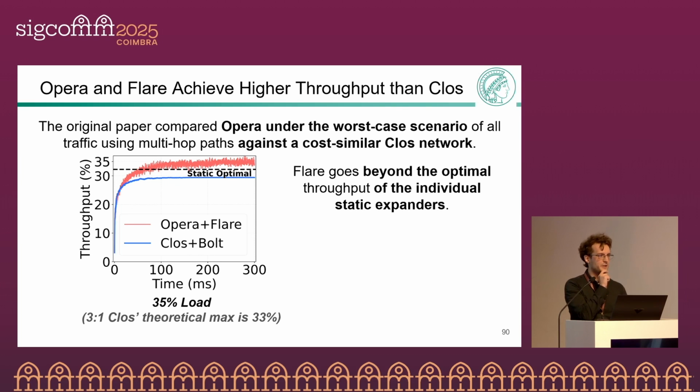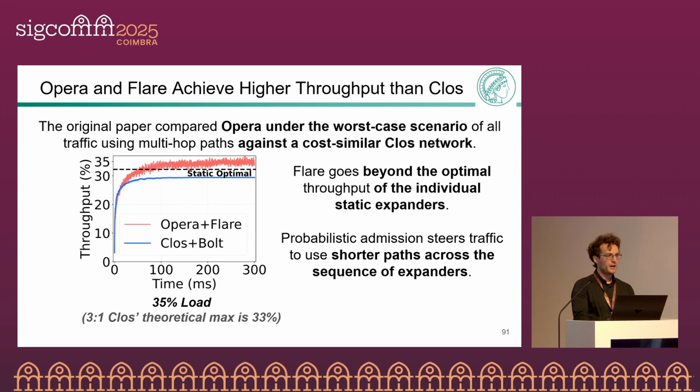The reason that Flare can go beyond this throughput is because our probabilistic admission, as the network saturates, will start admitting credit with fewer hops remaining, meaning that it will steer traffic towards shorter paths across the sequence of expanders, rather than considering the individual ones, which makes this varying expander have higher throughput than Clos even when traffic is more adversarial. This exploits a unique property of reconfigurable networks where it is actually possible to wait and sacrifice some latency to wait for a shorter and more bandwidth-efficient path, which makes the network capacity increase overall.